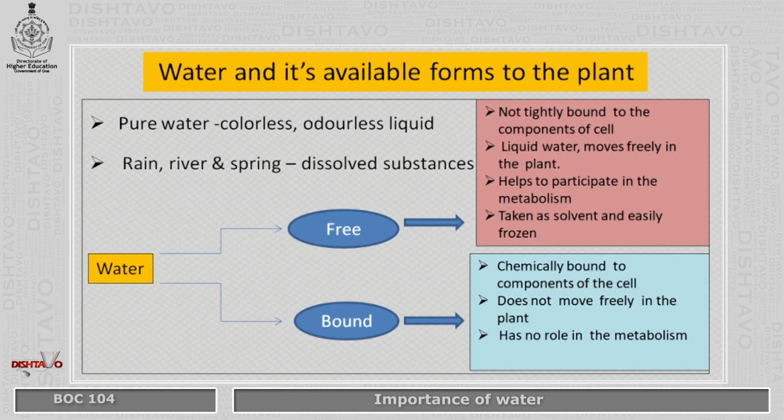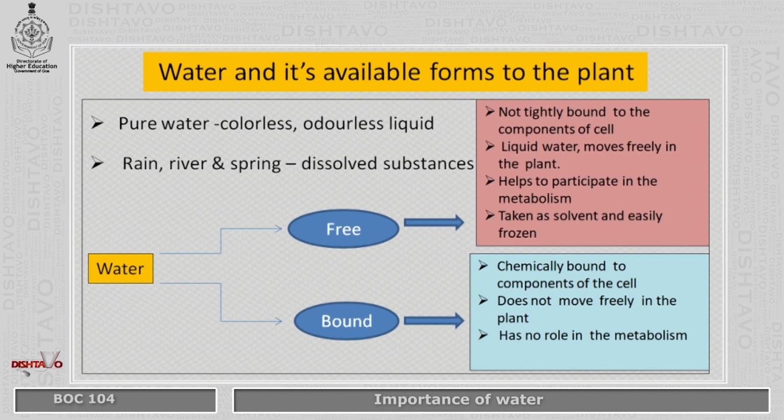So, water and its available forms. Let us see this. We all know plant is in direct contact with water. Ideally, we talk about pure water, which is a colorless, odorless liquid. However, other forms of water available are rain, river and spring water. These waters have dissolved substances in them, and once the water is taken up by the plant system, this water in the plant cell exists in two forms, free water and bound water.